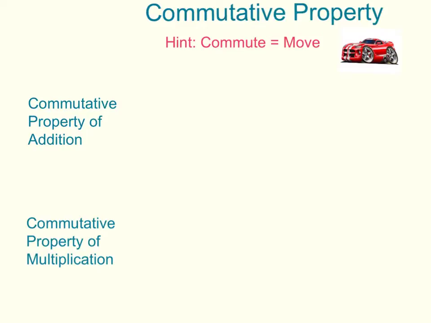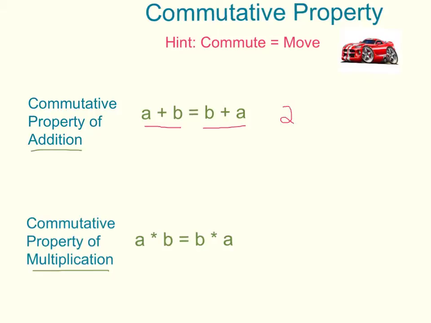The first property is the commutative property, and we have both the commutative property of addition and the commutative property of multiplication. The commutative property of addition simply states that if you add a plus b, it's the same if you switch it and do b plus a. So in other words, here's an example. 2 plus 3 is 5, which is the same as if you do 3 plus 2.